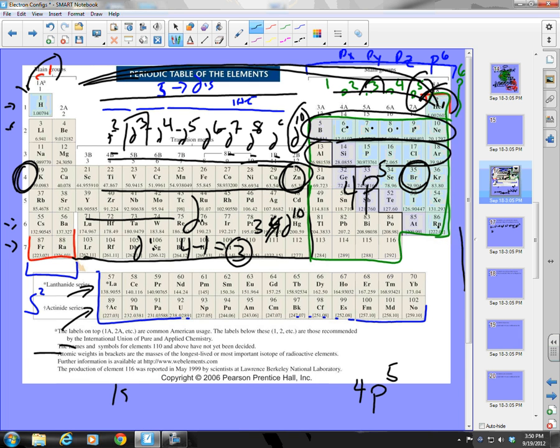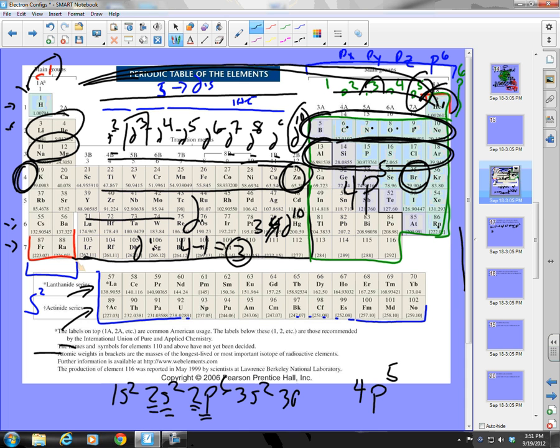Where do we start? Way over here, 1s2. And then I go through 3 and 4, 2s2. And then I go 5 through 10, 2p6. Remember, my p's are going to have the same number as my s's, right? So if I have 2s, it has to be followed eventually by a 2p. 2p6. Then electrons 11 and 12, those are 3s2. And then electrons 13 through 18, those are 3p6.